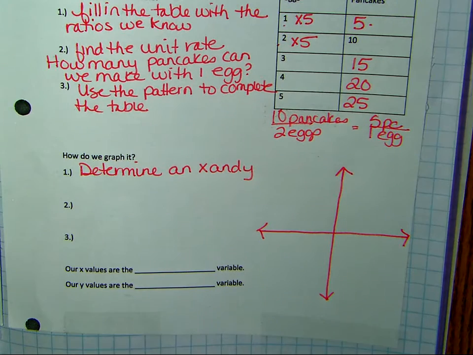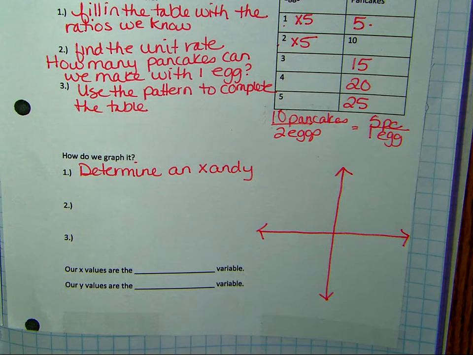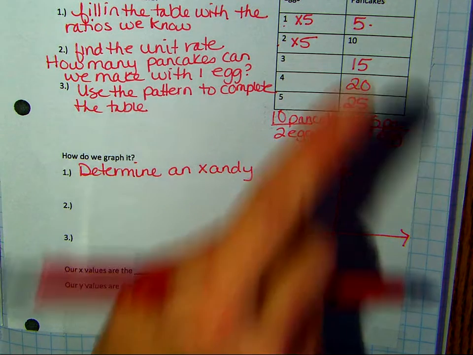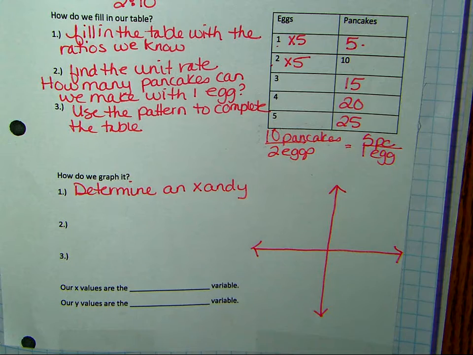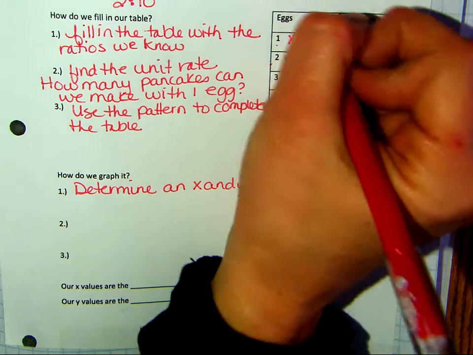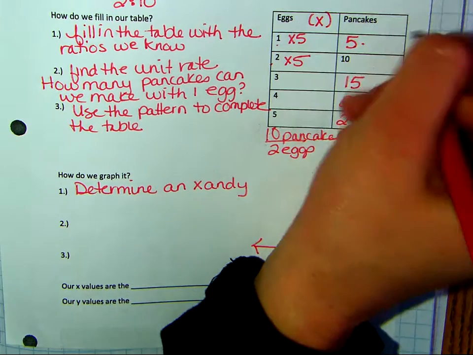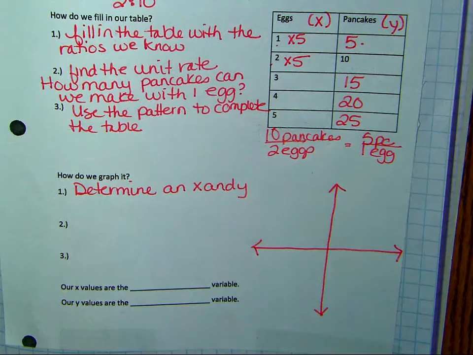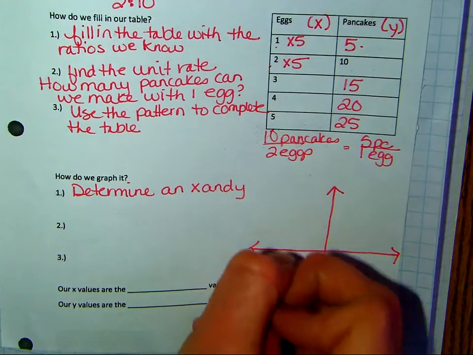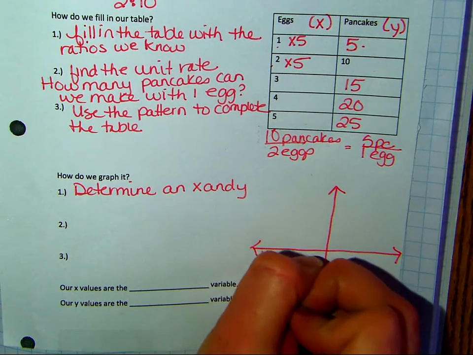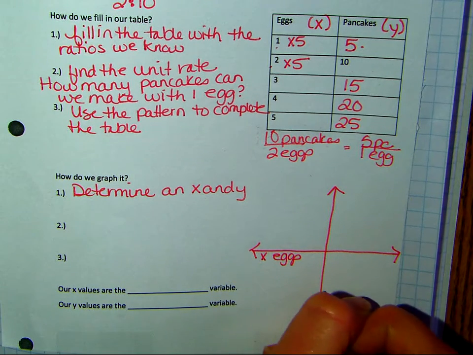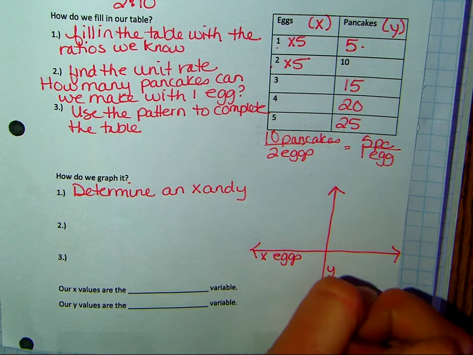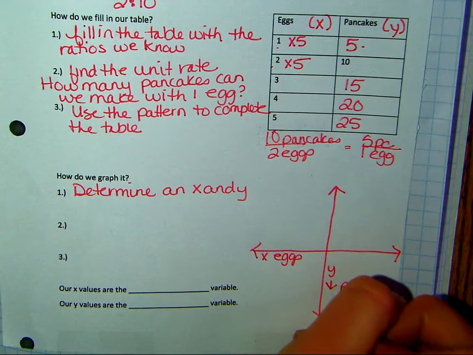And I use my unit as my x, and then that would determine it. So looking up at my table, my unit here is how many eggs affects the pancakes. So my eggs is going to be my x, and my pancakes is going to be my y. So this is my x, eggs, and this is my y, pancakes.